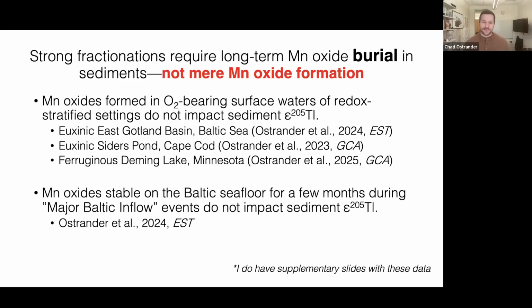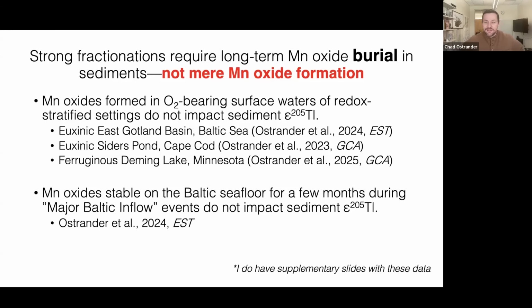And this is the first such slide where I do have supplementary slides that get these points across in more detail, and can help you appreciate the things that I'm about to say with these slides. But strong fractionations require not just manganese oxide formation, but long-term burial of manganese oxides in the sediments.